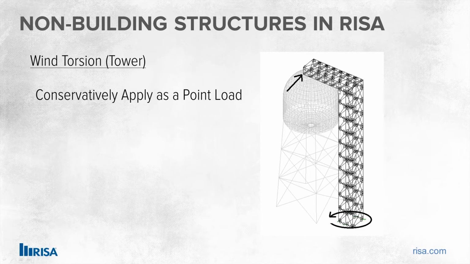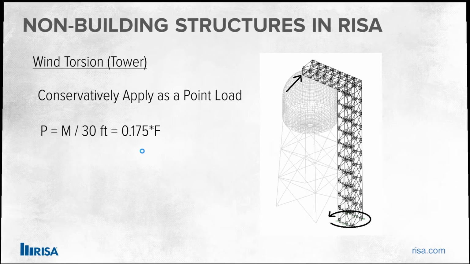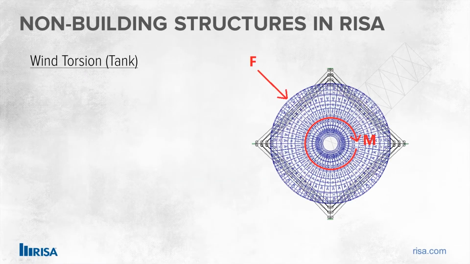Certainly we could do a distributed load along here, we could move this load in closer to the center, but in this case, let's go ahead and calculate what it would take to get the required amount of torsion acting way out at the end here. Well, to do that, we would just have to apply a force that's equal to that torsional moment divided by the full width of this tower, which is 30 feet. And that gives us 0.175 times F. So that will be the force that we apply out there.